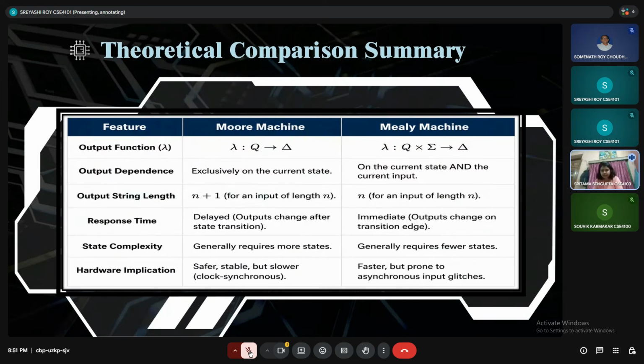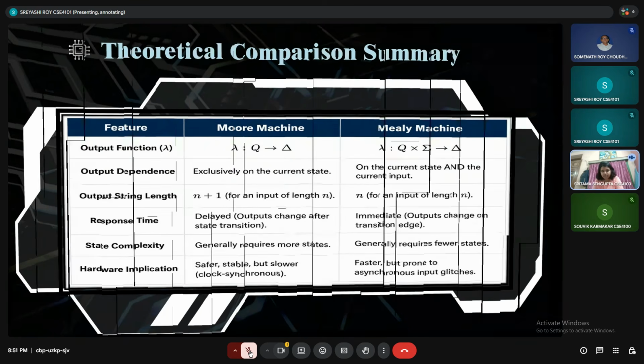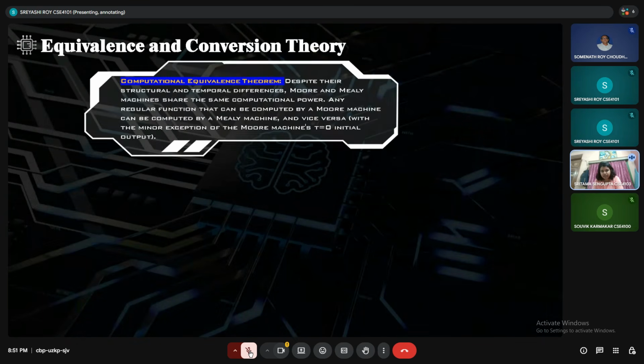In this slide, it shows the difference between Moore machine and Mealy machine, and we know that the number of states of the Moore machine is more than that of the Mealy machine, and the output string length for the Moore machine is n plus 1, as the Moore machine also outputs for the first state, but for the Mealy machine it is n.